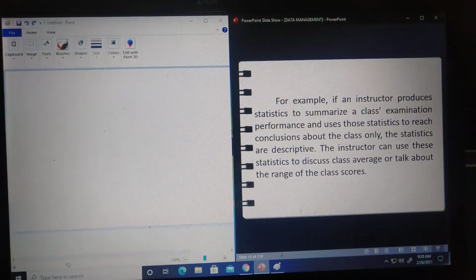The statistics are descriptive. The instructor can use these statistics to discuss the class average or talk about the range of the class scores. So, for example ako, di ba, kakatapos lang ng prelim exam natin at gusto kong malaman kung may effect ba yung mga tinuturo kong mga topics or mga discussion ko doon sa inyo ng prelim through the assessment or yung exam na ginagawa ko. So since I'm dealing with your class only, descriptive siya, kayo lang yung respondents ko, iisang class lang. Okay, descriptive siya. Pwede ipakita yung average ng inyong scores sa class. So that is descriptive statistics.